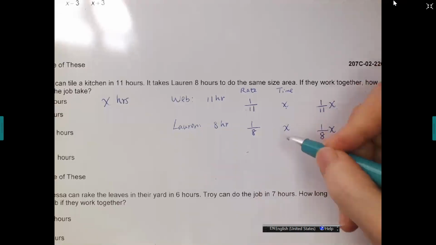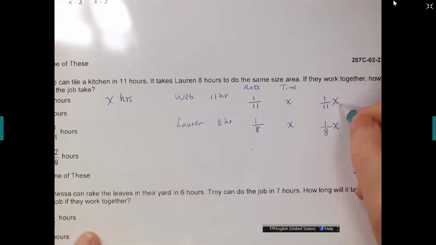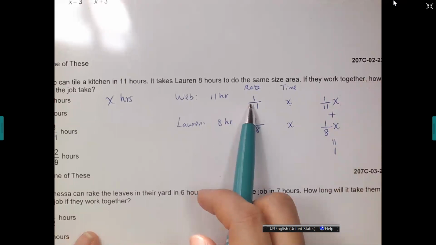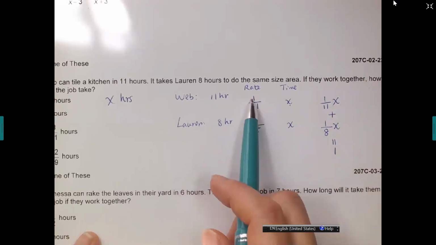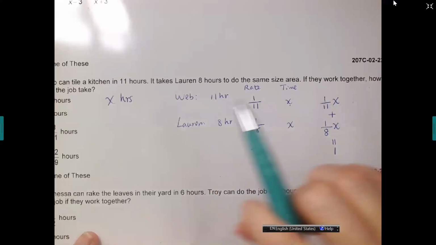When those two persons work x hours, what happens? The entire job is done. So the job done by Webb plus the job done by Lauren equals the entire job. We let the entire job be 1. That's why for Webb, each hour he finished 1/11. So this 1 represents the entire job. And then we can rewrite the equation in the horizontal form here.